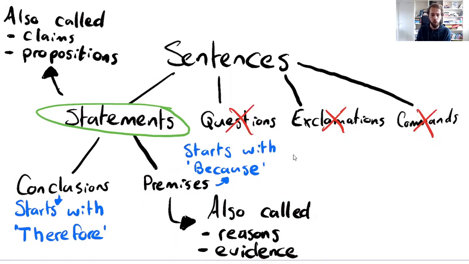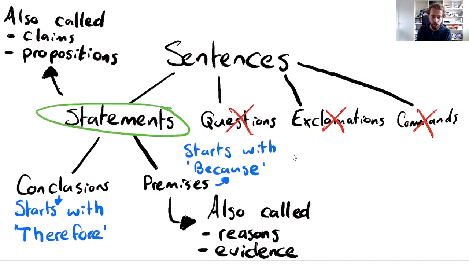There is a small test you can do to identify conclusions and premises. If you can start a sentence with the word because, it is a premise. And if you can insert therefore, it is a conclusion. So let's look at an example.